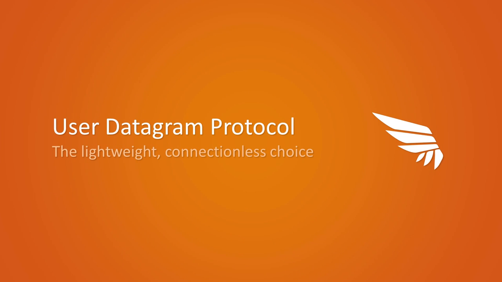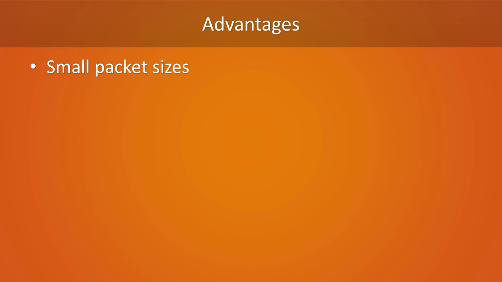We have two major transport protocols, UDP and TCP, and they both have their own characteristics. Let's look at UDP first. One of the biggest advantages of UDP is that its packet sizes are smaller than TCP, about 60% even. UDP headers are 8 bytes and TCP headers are 20 bytes, so that's a big difference.